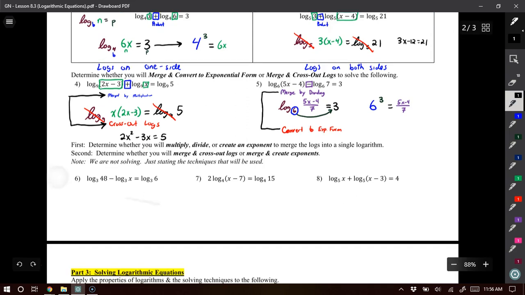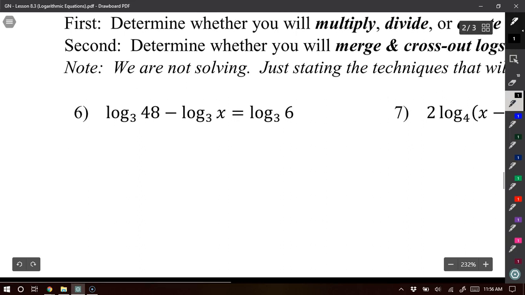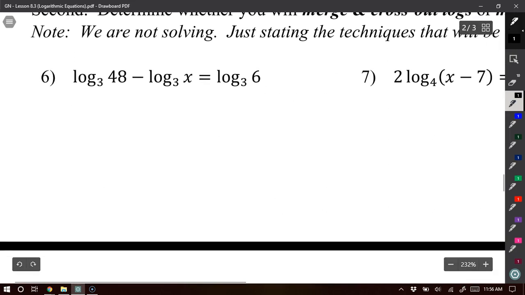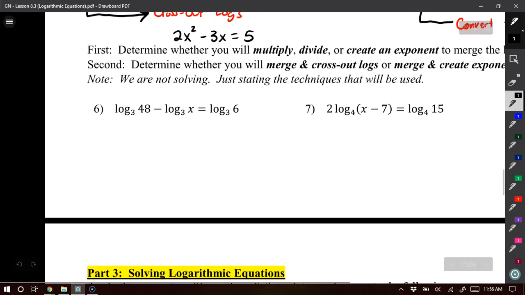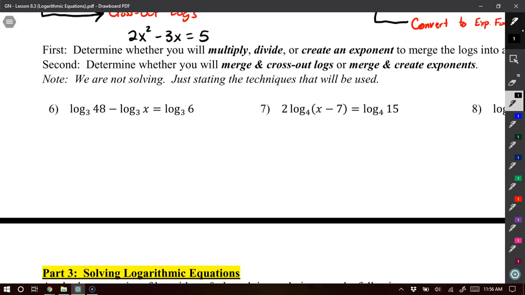So if we look at number 6, log base 3 of 48 minus log base 3 of 6 equals log base 3 of 6. I'm actually doing the same thing as before. Am I multiplying, am I dividing, or am I creating an exponent? That's the first thing. And then, what structure do I have? Am I going to merge and cross out, or am I going to merge and create exponents? Am I going to do exponential forms?